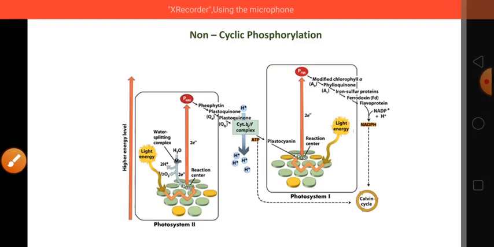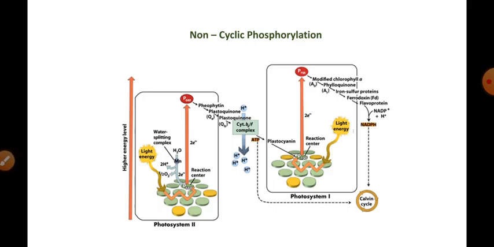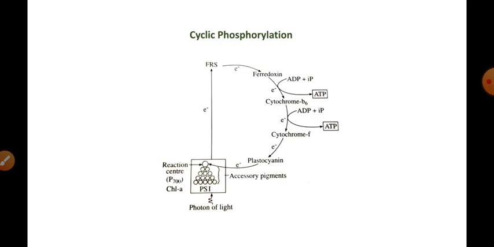In non-cyclic phosphorylation, we had seen that there is a loss of electron which is replaced by the splitting of water, correct? But in cyclic phosphorylation, this is not the case. There is no loss of electron, because after plastocyanin the electron again reaches the reaction center. So this completes the light reaction. In the whole process of light reaction, we have studied that two things are produced: ATP and NADPH2. NADPH2 is the reducing power, whereas ATP is the energy. Both these molecules are used in the stroma where the dark reaction takes place, to reduce carbon dioxide to carbohydrate, or for the synthesis of glucose.